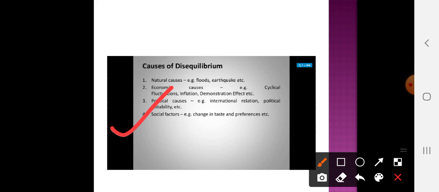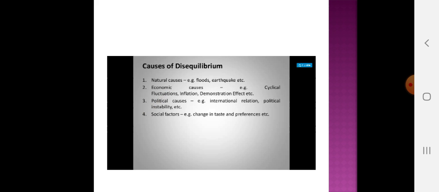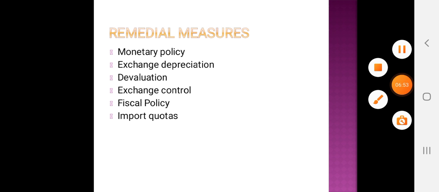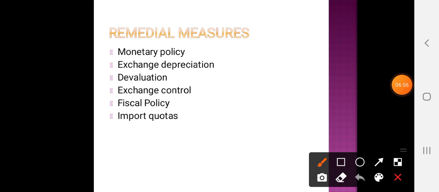But when people start earning more money, their standard of living increases and they start purchasing branded products. So that is how tastes and preferences change. And even technology or new trends are coming up nowadays, so people are following the trends. Next, what are the different remedial measures? So what are the solutions?